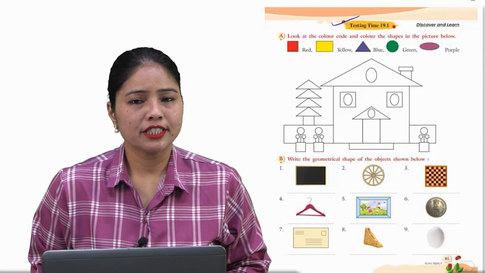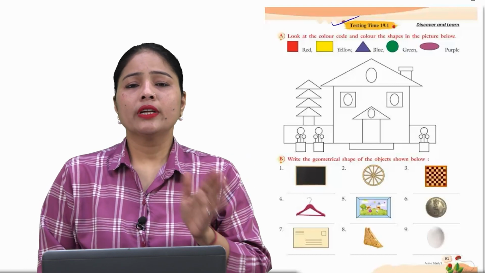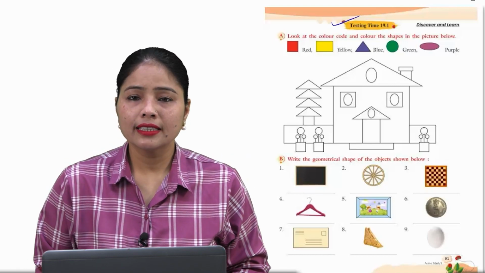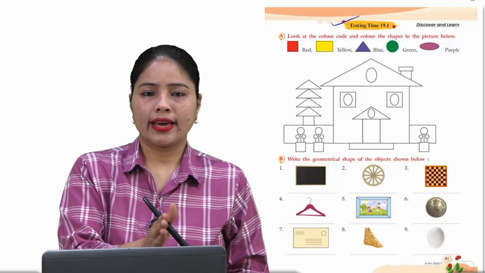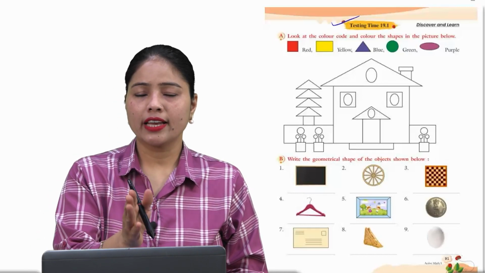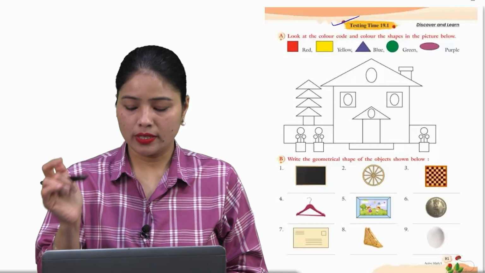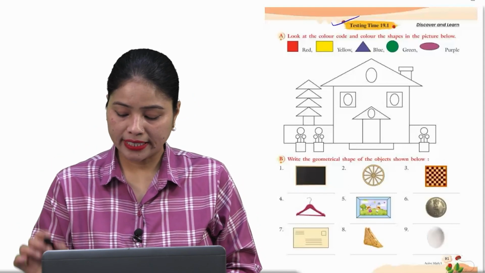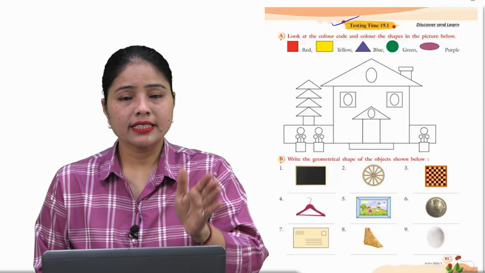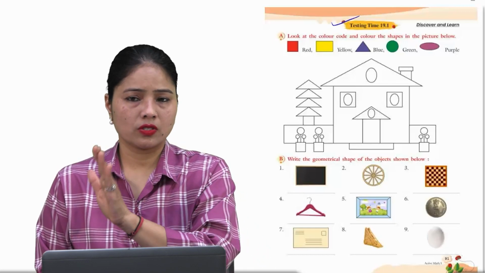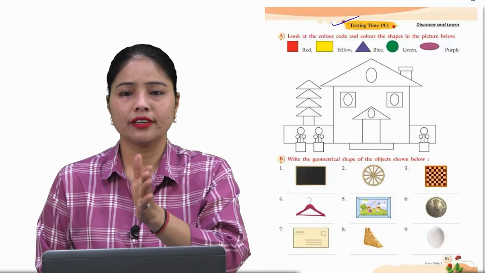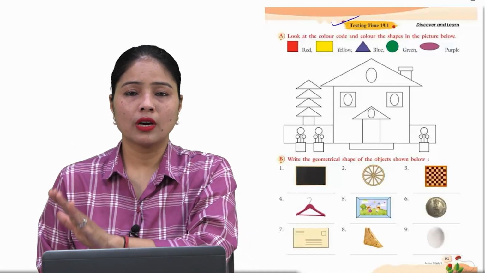Testing time 19.1. Look at the color code and color the shapes in the picture below. So first one is square. So where there is a square, you have to fill it with red one. So जहाँ जहाँ square है आपको red करना है. Then rectangle yellow, triangle blue, green, जो हमारा circle होगा green and oval हमारा होगा purple.